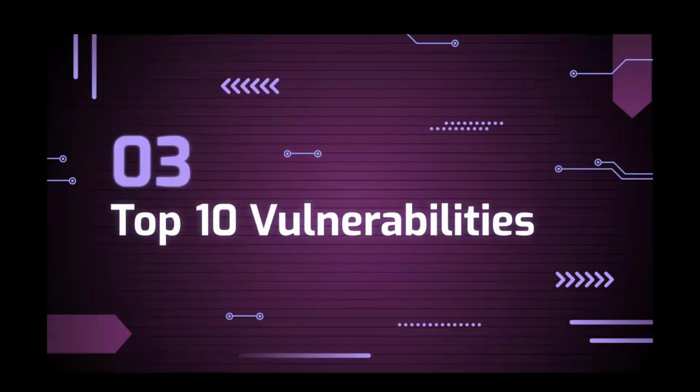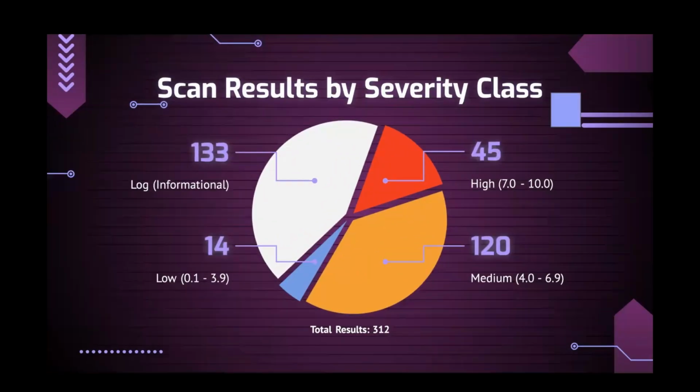All right, so after that brief demonstration, let's go over the top 10 vulnerabilities that we discovered. If you recall from the video, these were the scan results for our Metasploitable 3 machine. There were 45 high, 120 medium, 14 low, and 133 log results. These severity ratings are determined using the National Vulnerability Database, or NVD, and the Common Vulnerability Scoring System, CVSS. There are multiple factors taken into account when evaluating severity ratings, such as the attack vector, attack complexity, scope, integrity, availability, etc. Please note that the vulnerabilities should be tackled in order of their severity.